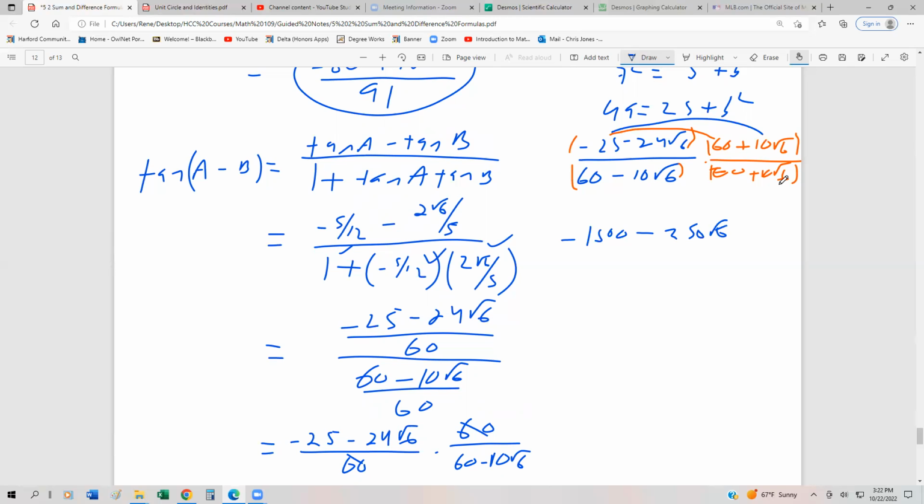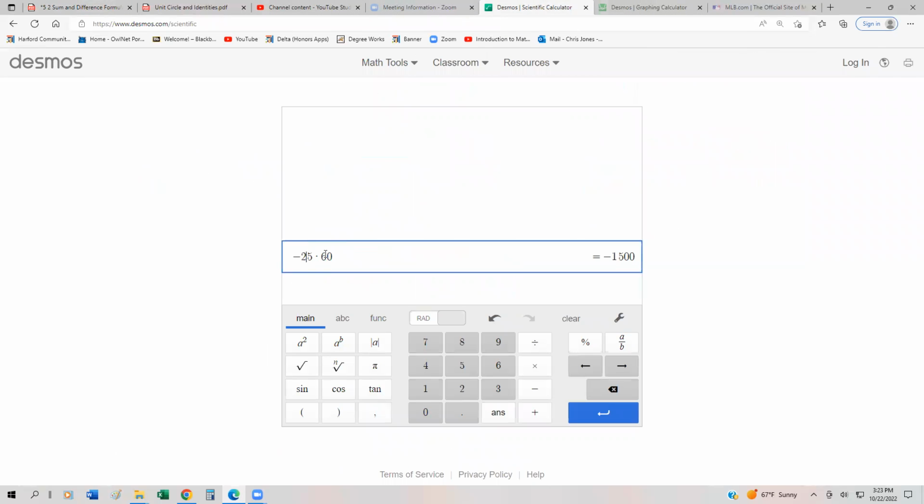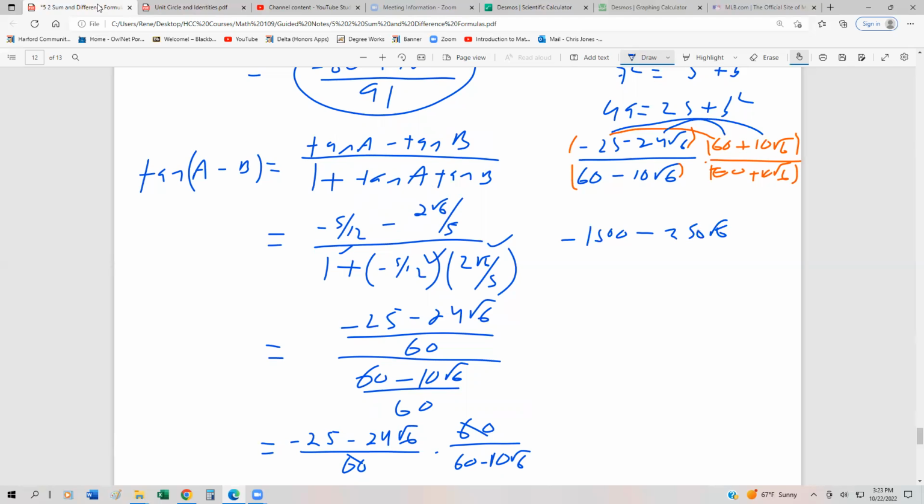And then negative 24 times 60. That's going to be negative 1440. And then finally, negative 24 times 10 roots of 6 is going to be a negative 240 roots of 6. Okay, and so if we combine all that, the numerator is going to become negative 1940 minus 490 roots of 6.